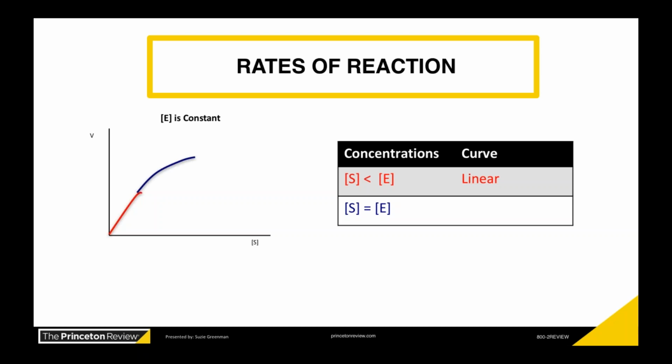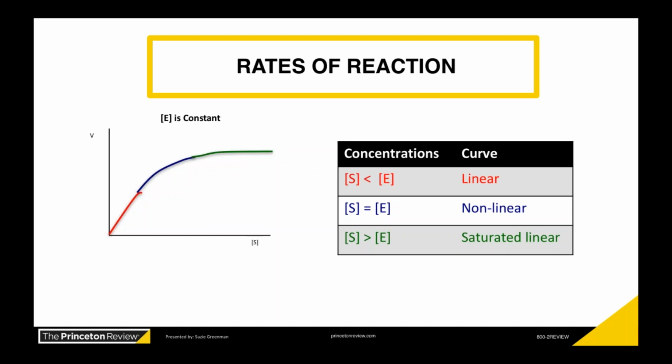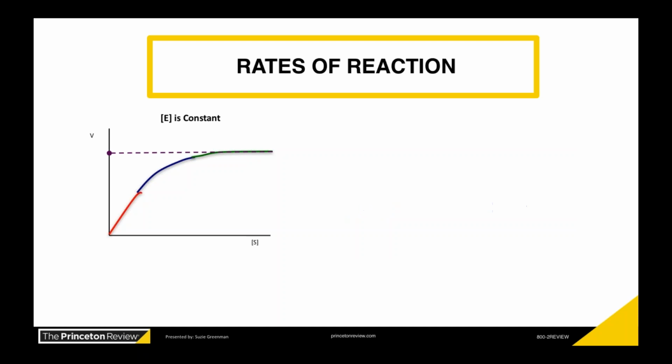I'm starting to slow down. So after that, if I keep adding substrate, eventually my substrate concentration is going to increase past my enzyme concentration. So at that point, my enzyme is completely saturated. All of my active sites are constantly being used. And even if I keep adding more substrate, nothing can happen because it's the enzyme active sites that are determining the rate at which I can produce my products. So at that point, I'm going to get this saturated linear line, okay? And that point, that saturated point, is what's called my Vmax.